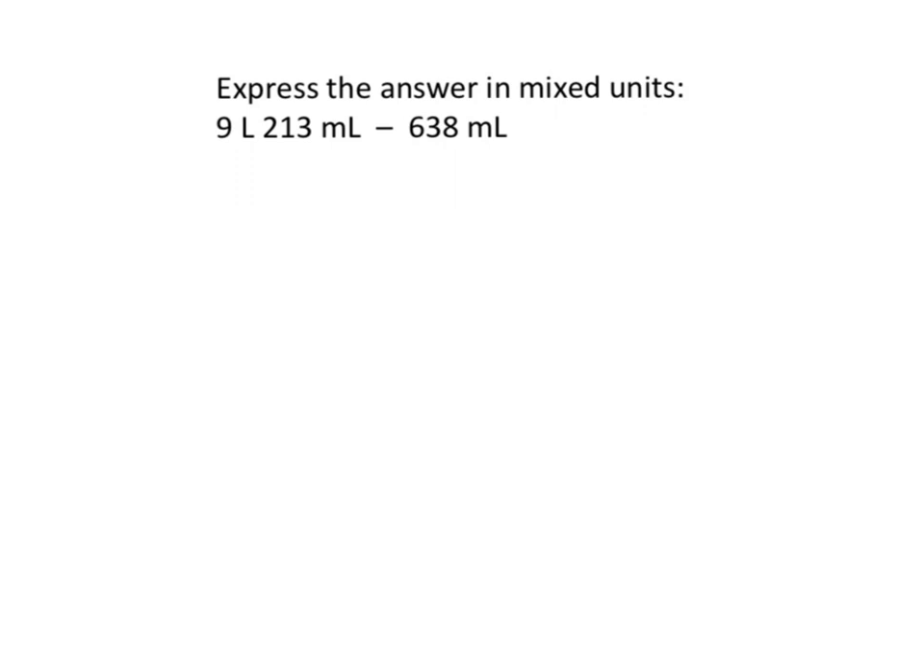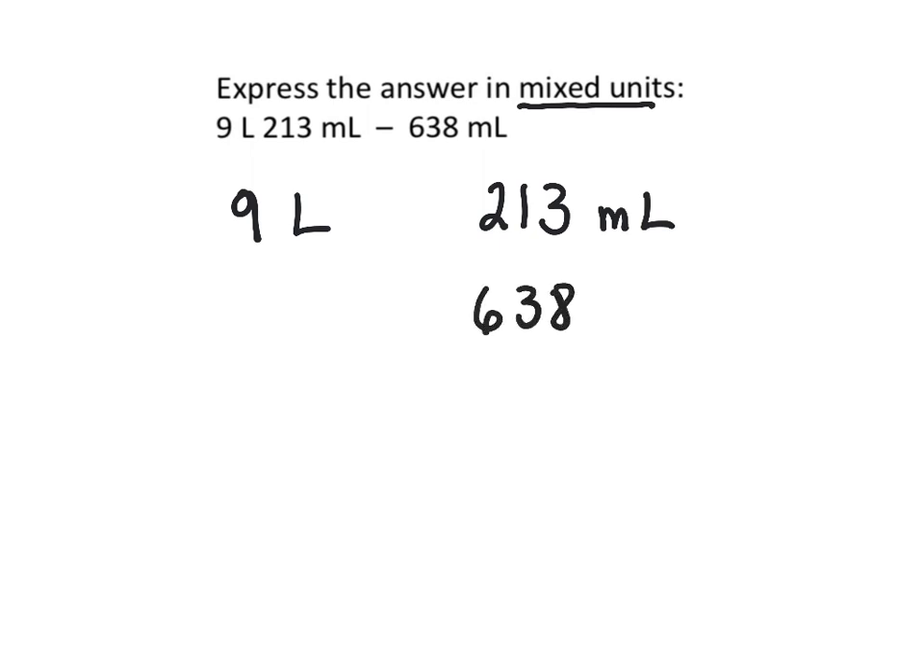All right, this one is asking us to answer in mixed units. So in that case, we're going to have liters and milliliters together. And we're going to be subtracting. So here we go. We have 9 liters and 213 milliliters on this side, and we're taking away 638 milliliters. And we're subtracting.